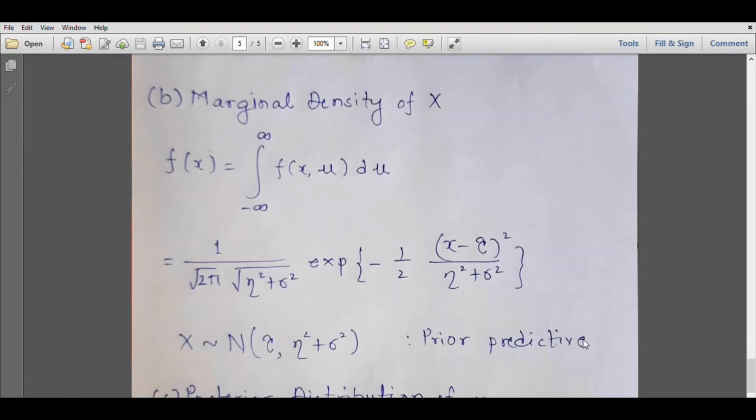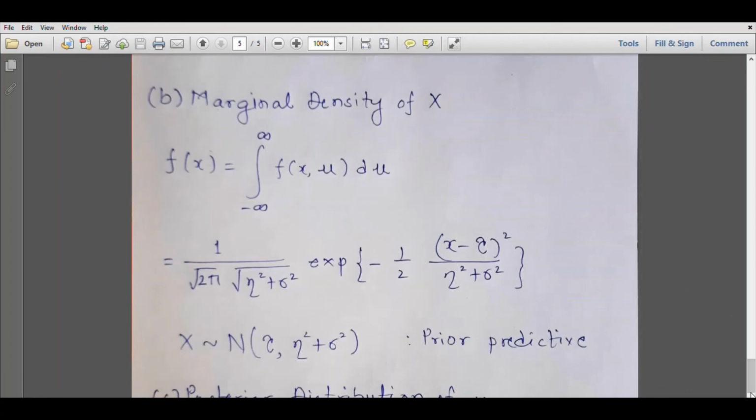So it is interesting to note that if we have a normal distribution where the variance is known and the mean itself again has a normal distribution as a prior distribution, then the prior predictive distribution of x is again normal. But the mean of the distribution is the same as the prior mean of the parameter mu, and the variance of x is nothing but the addition of the variances of x and mu.